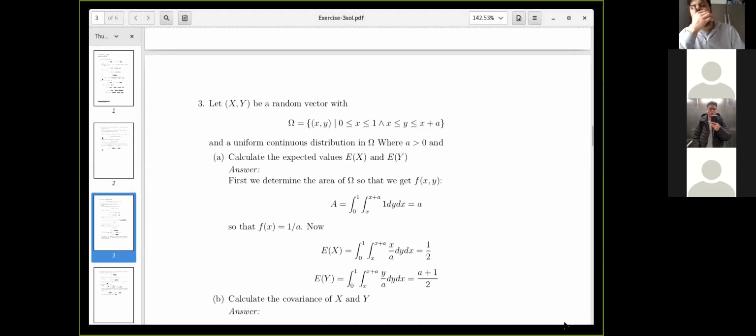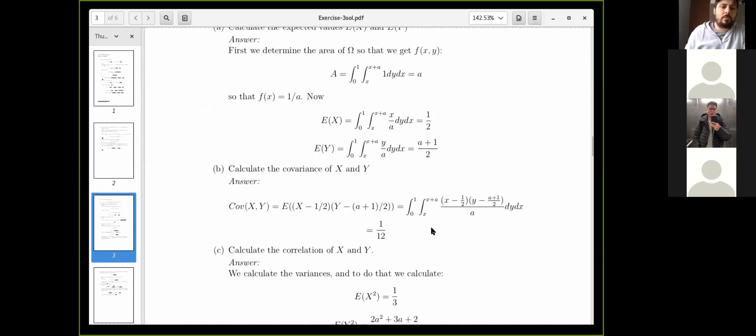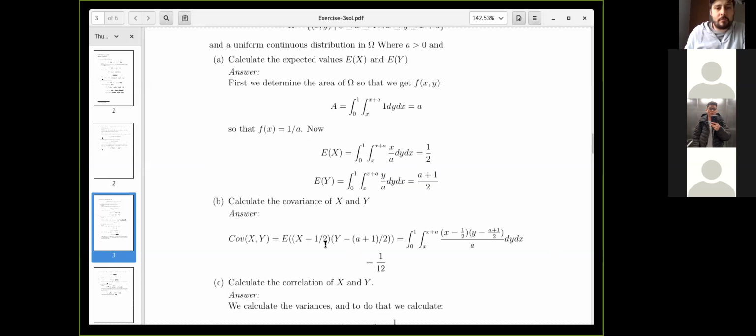All right, so if you do the same for y, you can verify it comes down to a plus 1 over 2. Now to calculate the covariance of x and y, we need to calculate the expected value of x minus the expected value of x, times y minus the expected value of y.